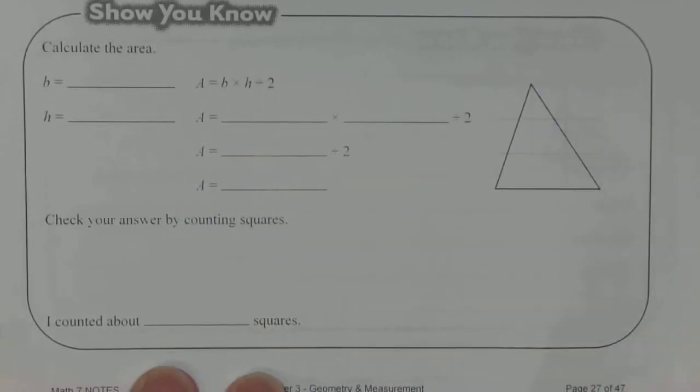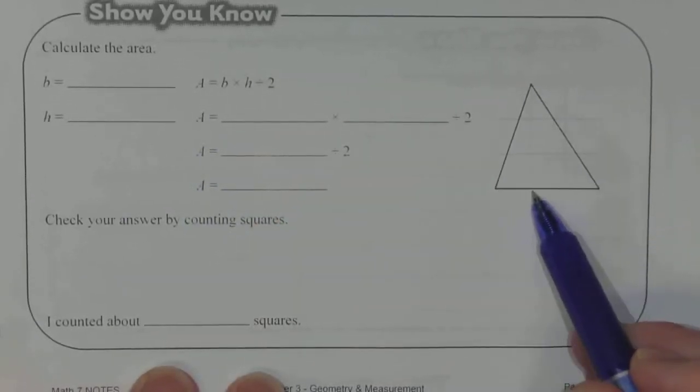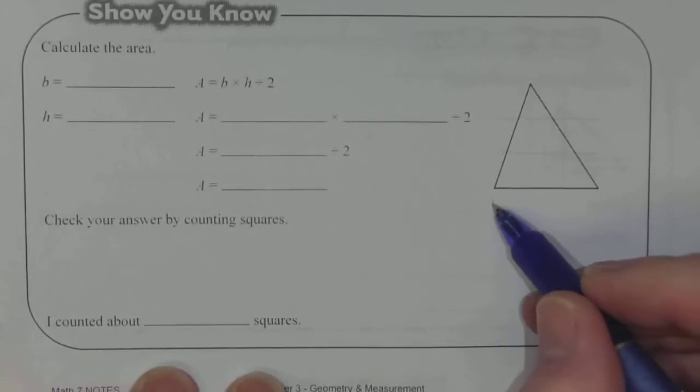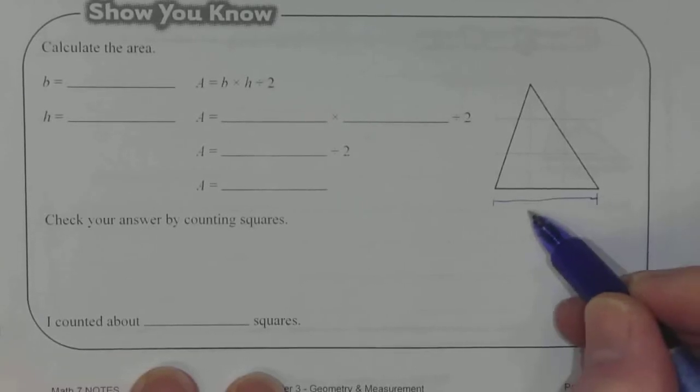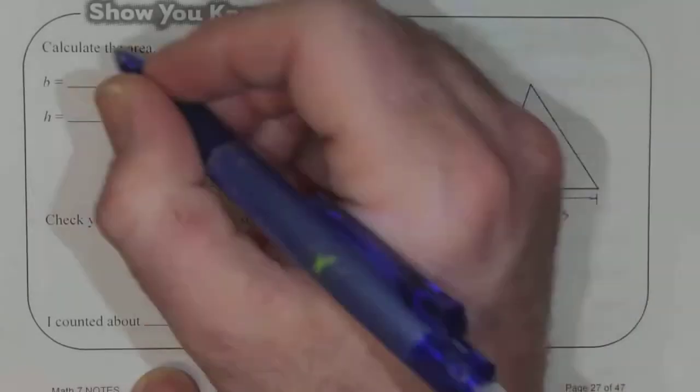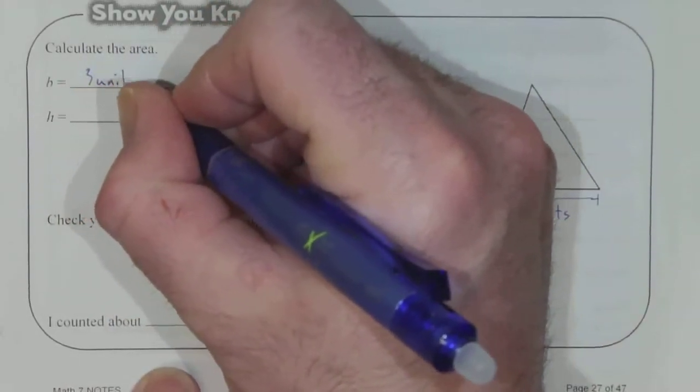They're not labeled, but I can see that my base is this side here, and it has a length of 3 units. And that's my base. So I'm going to say that it's 3 units.